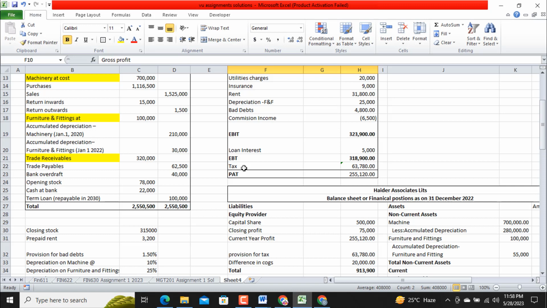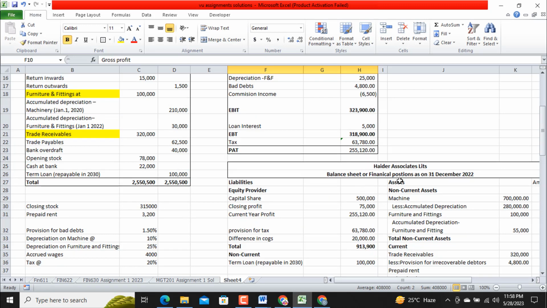Tax is obtained by taking 20% of this earnings before tax, which is equal to 63,780, and it also covers the empty parts of the journal entry of tax. So profit after tax means EBT minus 63,780, we get 255,120. Now come to the headers of the balance sheet, the statement of financial position as on 31st December.